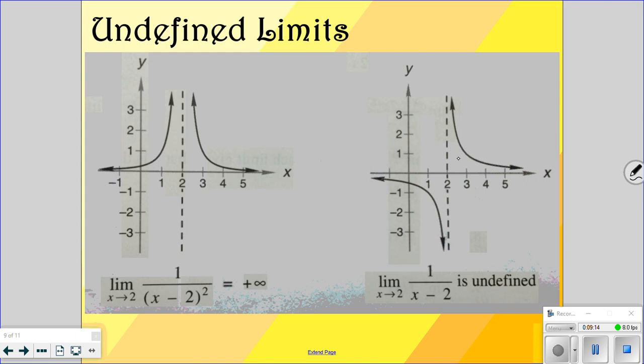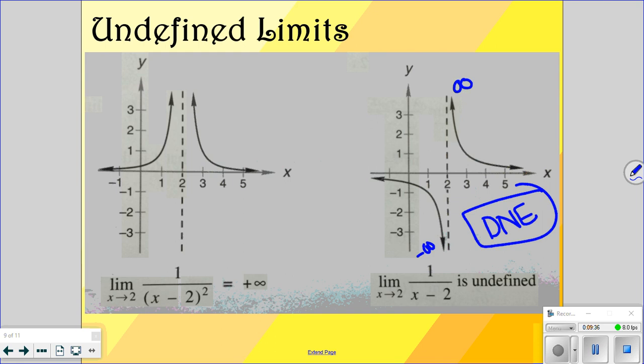However, on this one, the left hand limit is going to negative infinity, and the right hand limit is going up to positive infinity. And since our left and right hand limits don't equal the same thing at 2, the limit is undefined. Does not exist. So that's where you could have an undefined limit.